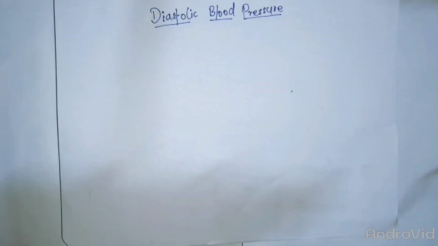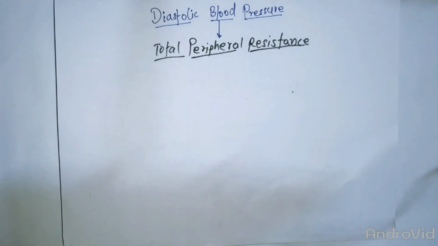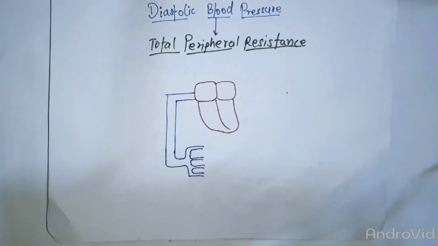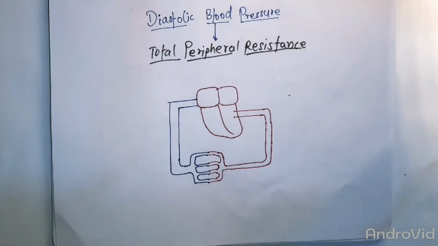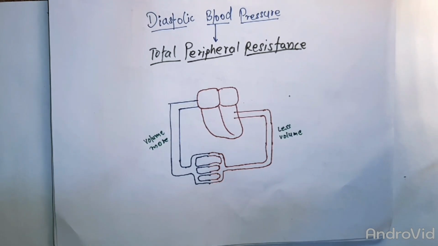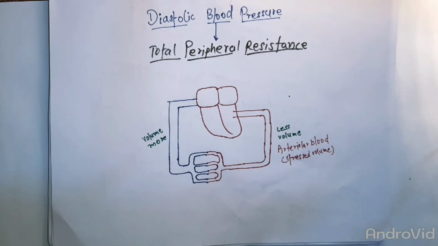So now let's talk about the diastolic blood pressure, which mainly depends on total peripheral resistance. We can understand this mechanism by looking at this very simple diagram. Let's suppose that this is our venous system and this is our arteriolar system. Normally the volume of blood in our body is more in the venous system and less volume is present in the arterial system. And also the blood in the veins is under less stress than in the arteriolar system. That's why the blood pressure mainly depends on the arteriolar blood. So when vasoconstriction occurs, the diastolic blood pressure increases.